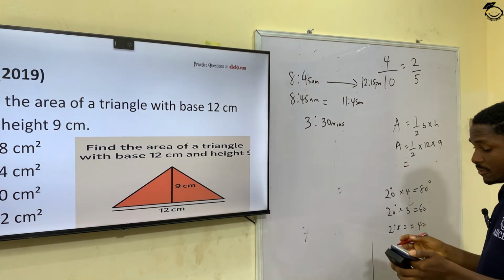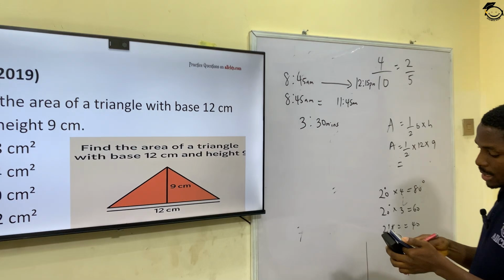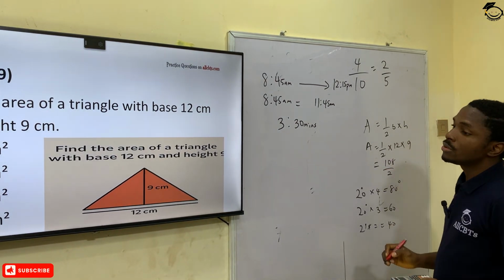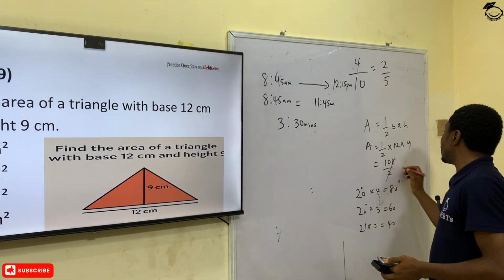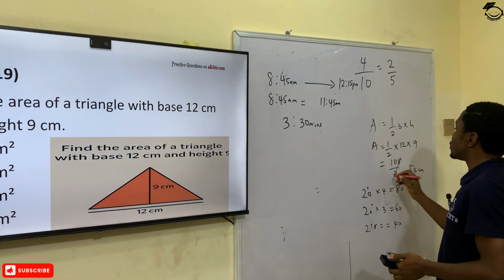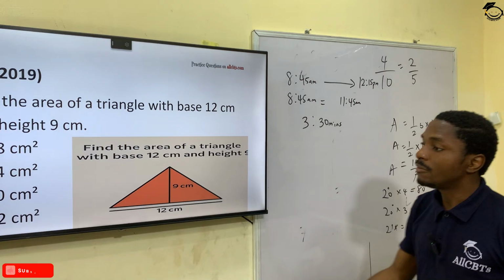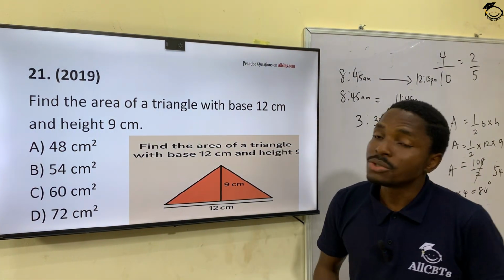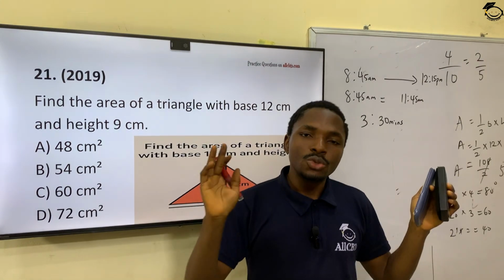1 times 12 is 12. So 12 times 9, that's 108, divided by 2. So that will be what? 54 centimeters. So the area is what? 54 centimeter square.